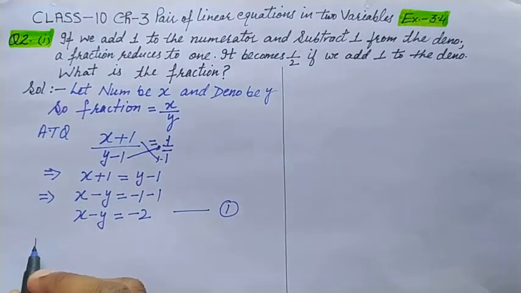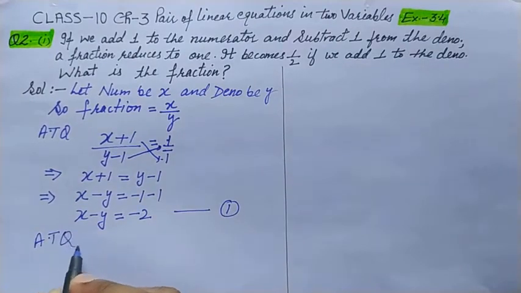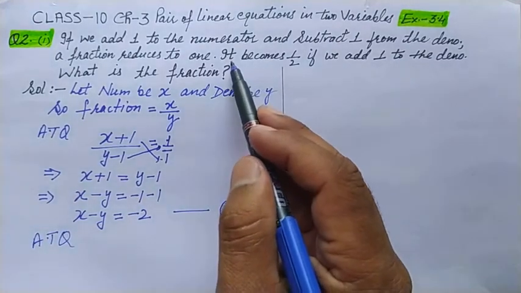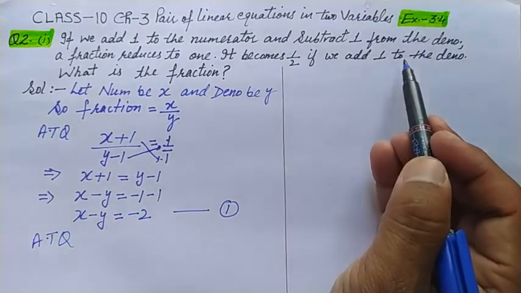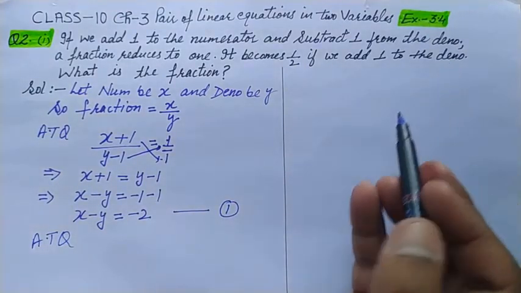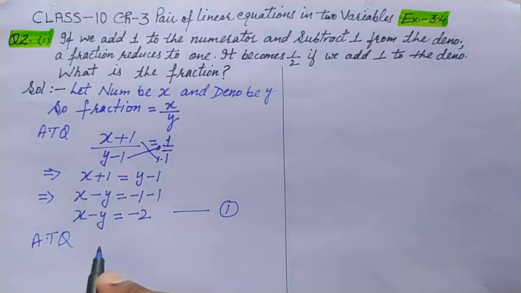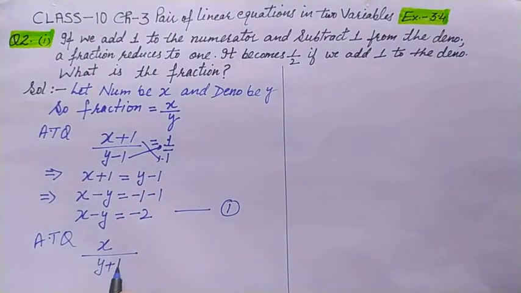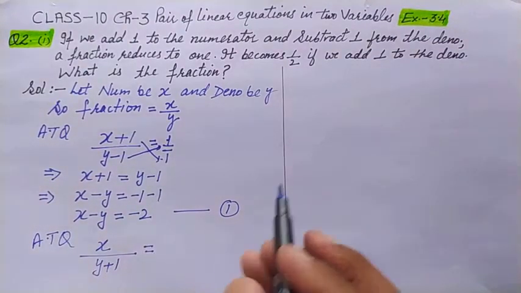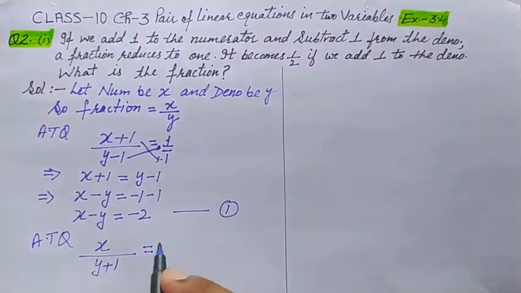Now let's see the second condition. It is given that it becomes 1 by 2 if we add 1 to the denominator. So if we add 1 to the denominator, we need not change the numerator. The numerator will be as it is, and we add 1 to the denominator. So the denominator is y, we will add 1 to that. Now this fraction becomes 1 by 2. So it means this is equal to 1 by 2.